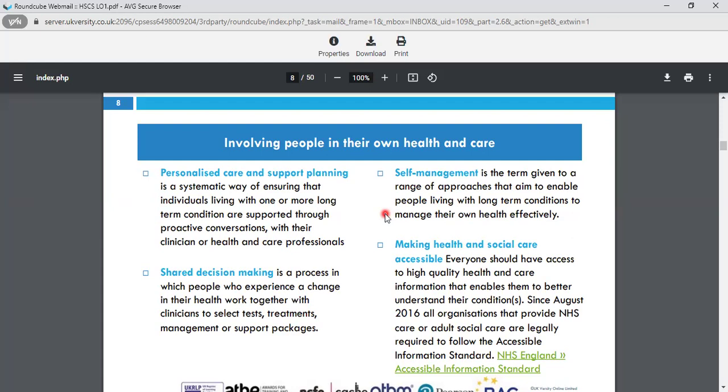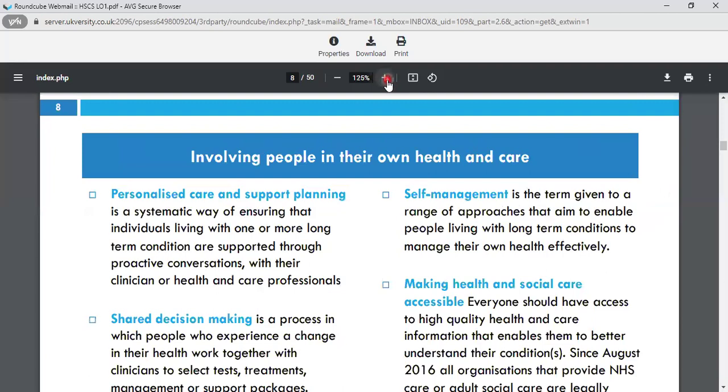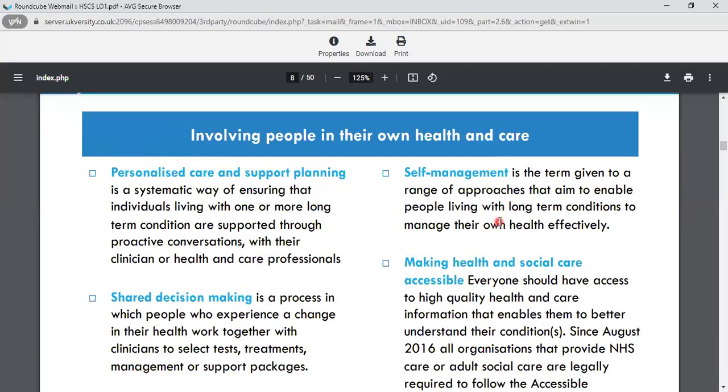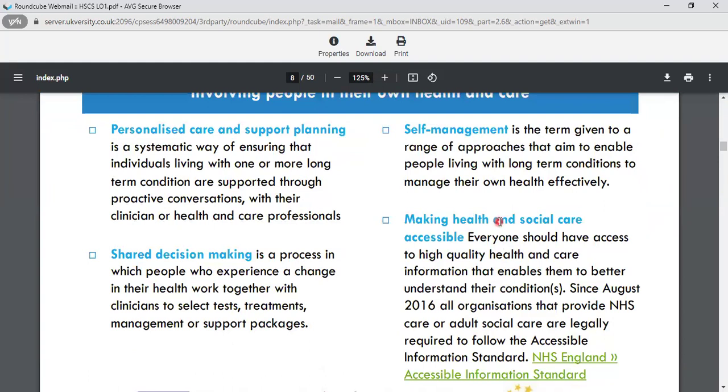Then there's shared decision making. It is a process by which people who experience a change in their health work with clinicians to select tests, treatments, management, or support packages. Again, this is shared decision making, which gives them the authority to work on their health in their own terms. What is best for them? We will have to see that also. There would be no compromises on that. So it's their health in their hands, but for their best interest.